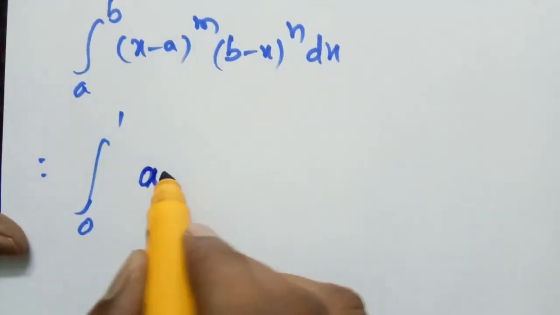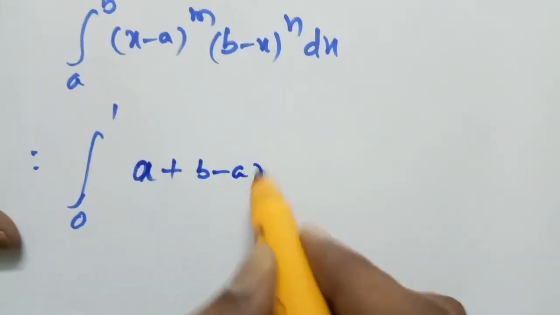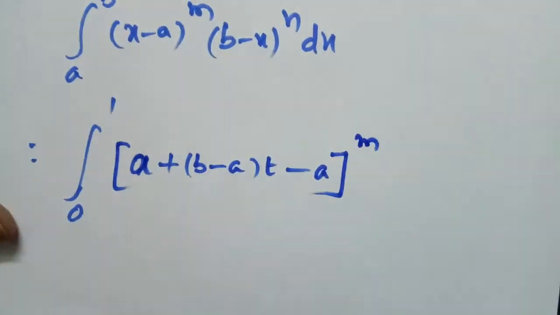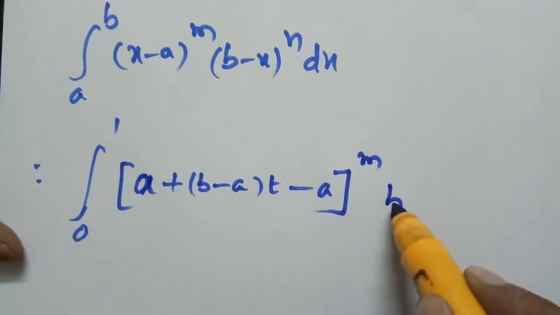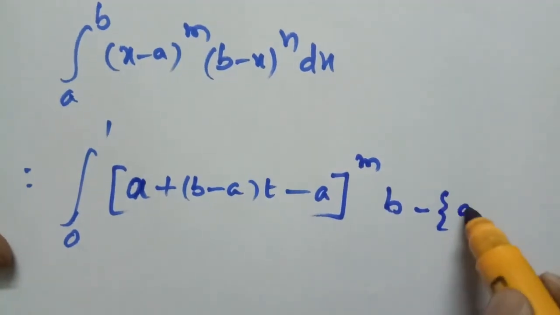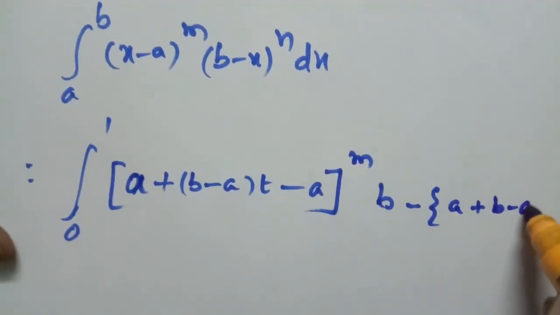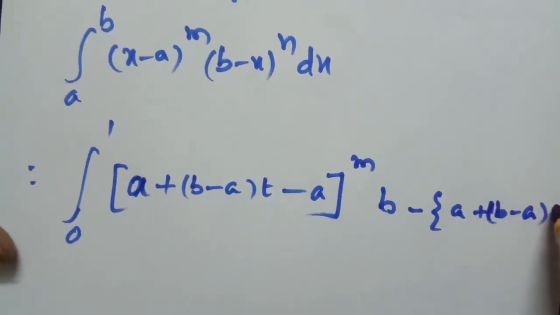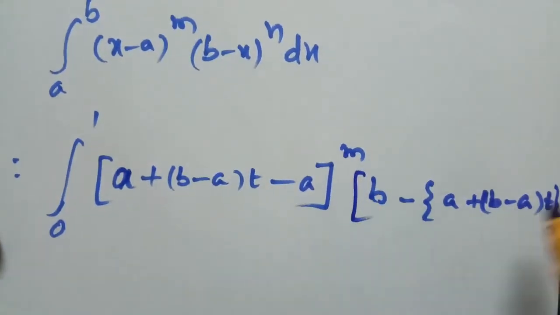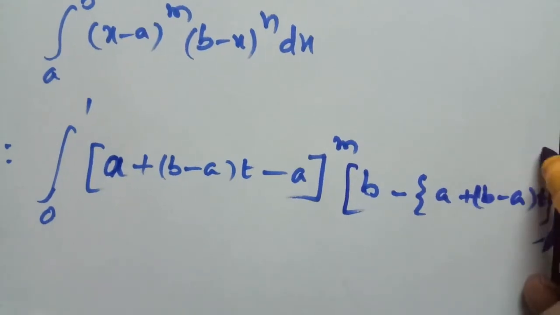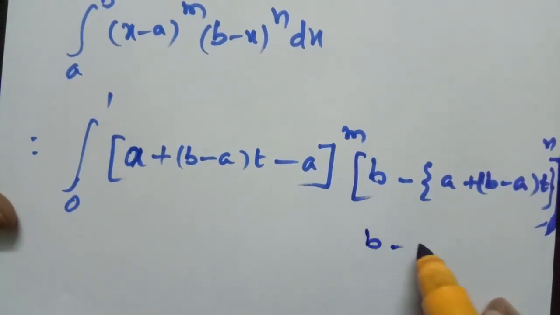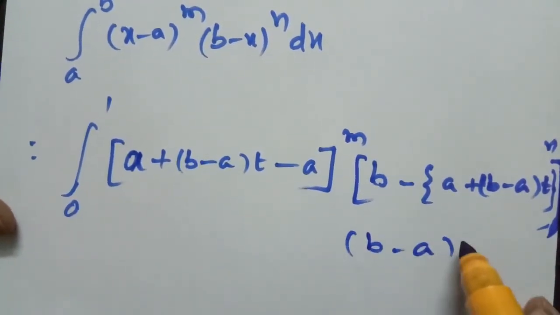A plus b minus a into t minus a, whole to the power of m, into b minus x, that is b minus the value of x, a plus b minus a into t, whole to the power of n into dx. Dx is equal to b minus a into dt.